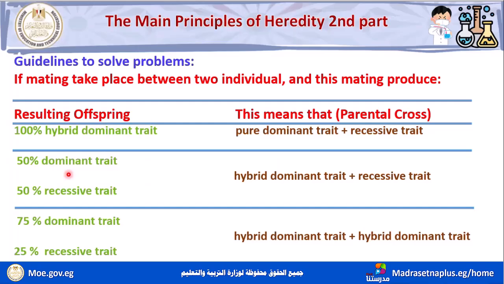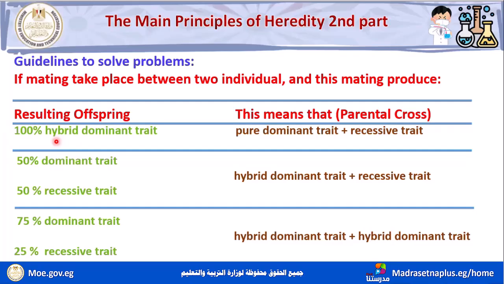Guidelines to solve problems. If mating takes place between two individuals and this mating produces resulting offspring that are 100% hybrid dominant trait, this means that the parental cross is a pure dominant trait mating with a recessive trait. If the resulting offspring are 100% hybrid dominant, this means that the parental cross is a hybrid dominant trait plus a recessive trait: hybrid dominant trait, like capital T small t, and recessive trait, small t, like this.